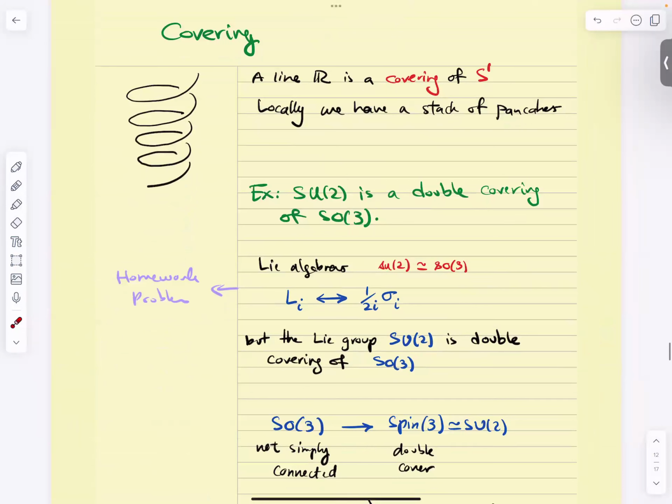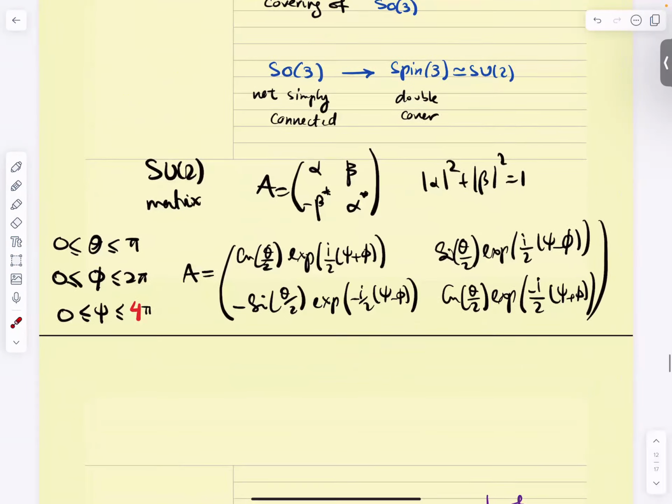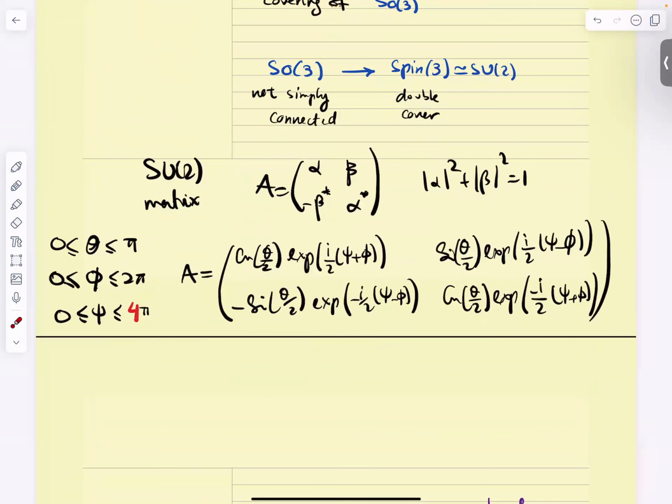All right. So SU2 is a double cover of SO3. SO3 is not simply connected. Its double cover is SU2. It also has a different name, because out of these double covers comes the idea of a spin. It's also called Spin 3. It's another name for the same group. They're isomorphic.